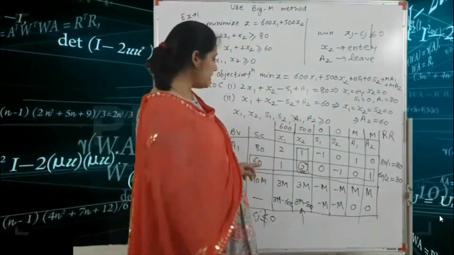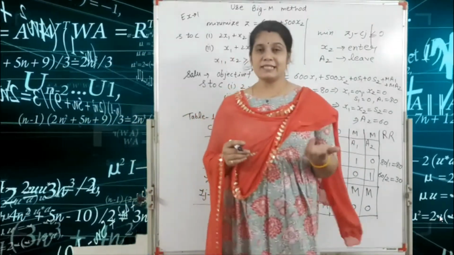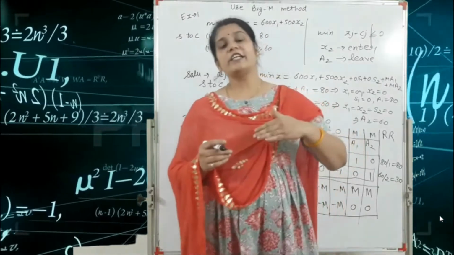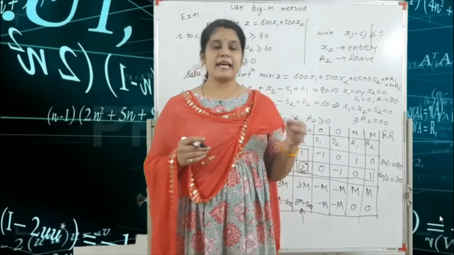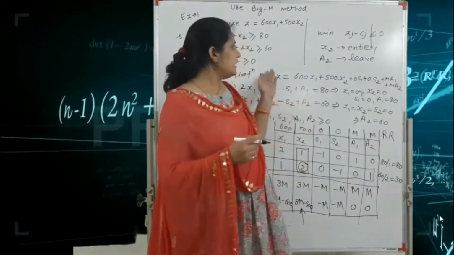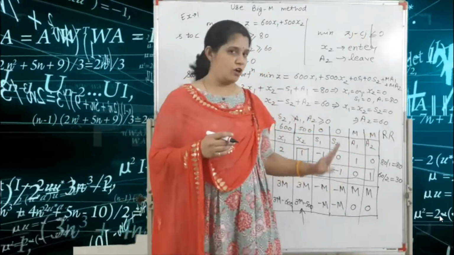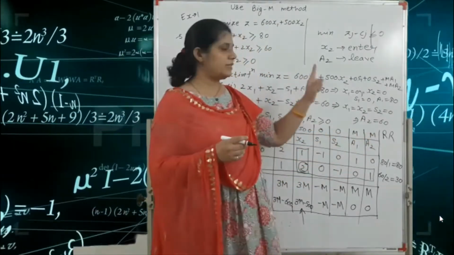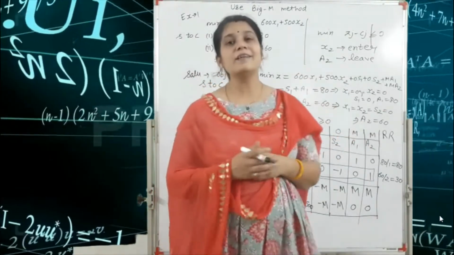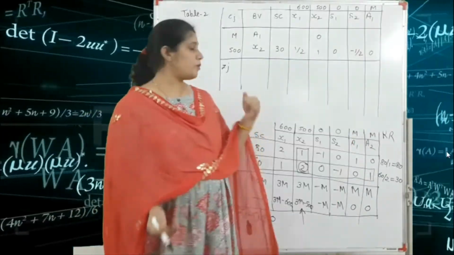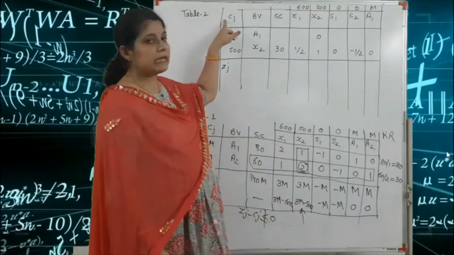Okay, so here the artificial variable a2 is new. According to our condition, in the next table we write only the a1 variable, not the a2 variable, because a2 is new in table 1. From table 1, we make table 2.